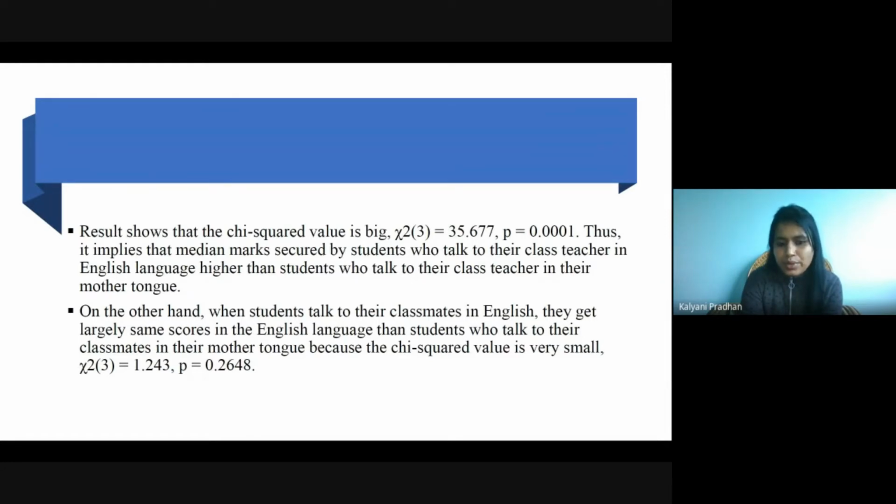On the other hand, when students talk to their classmates in English, they get largely the same score in English as students who talk to their classmates in their mother tongue. Because the chi-square value is small, chi2 in bracket 3 is equal to 1.243, p is equal to 0.2648.